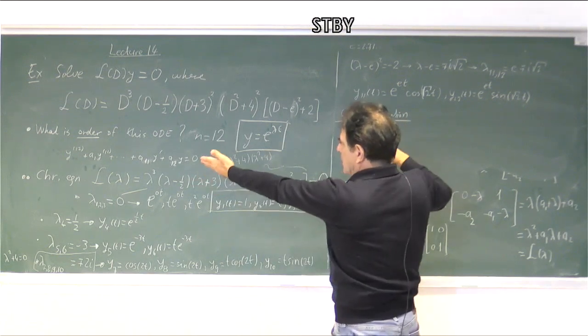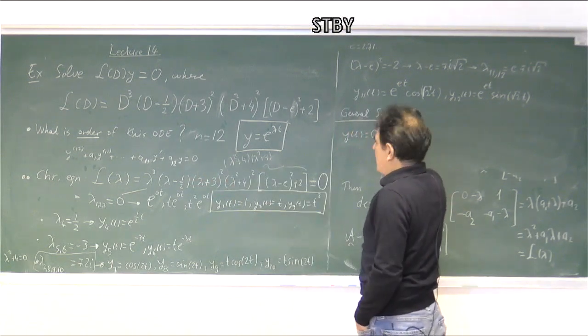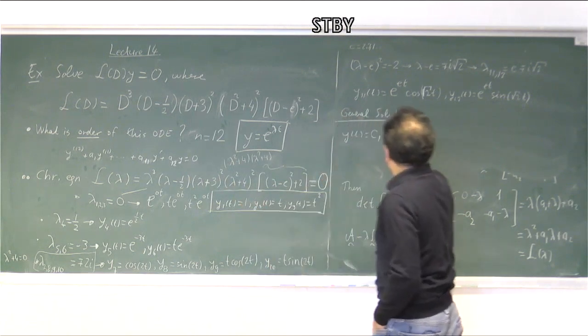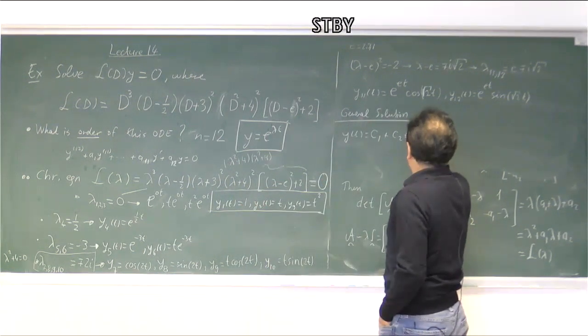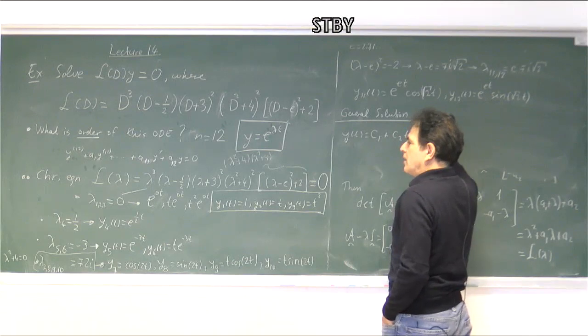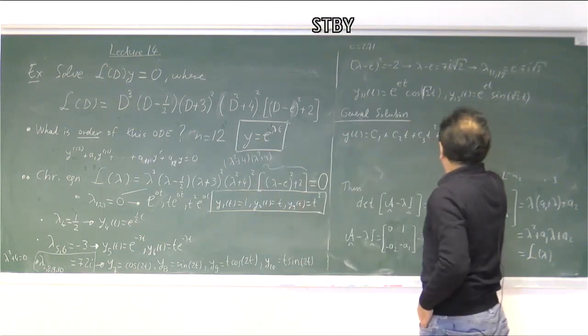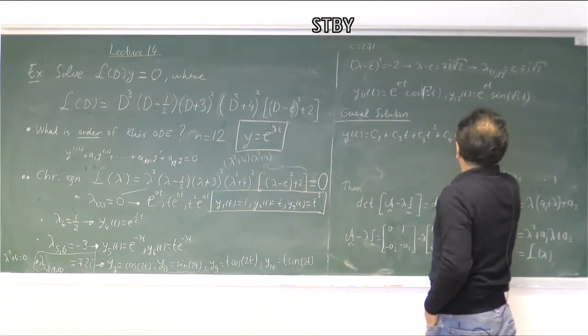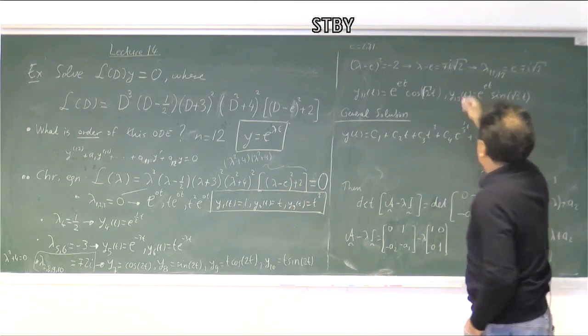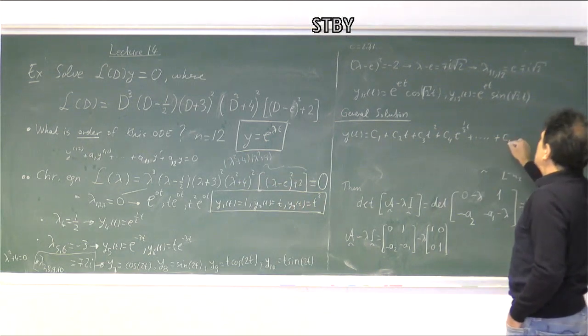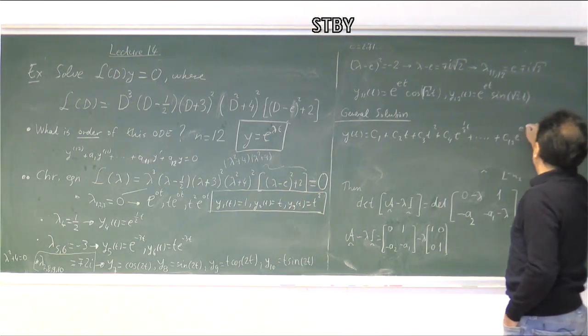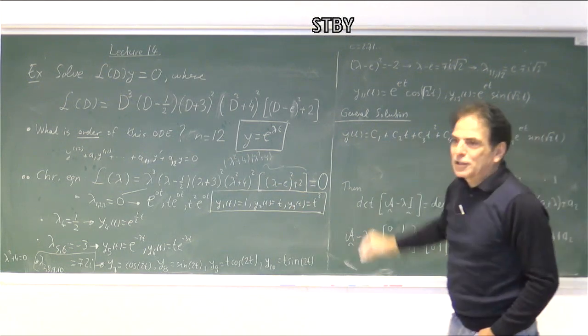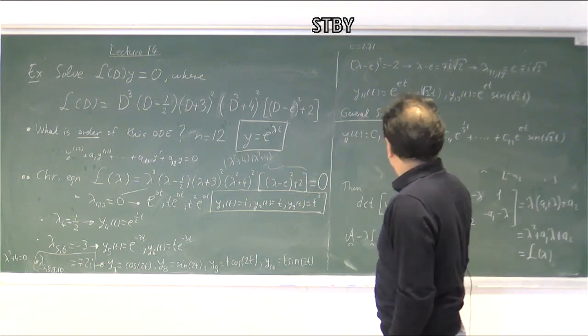C1 plus C2t plus C3t squared plus C4 e to power 1/2 t, dot dot dot. Finally, C12 e to power et sine radical 2 t, the combination of all 12 solutions.